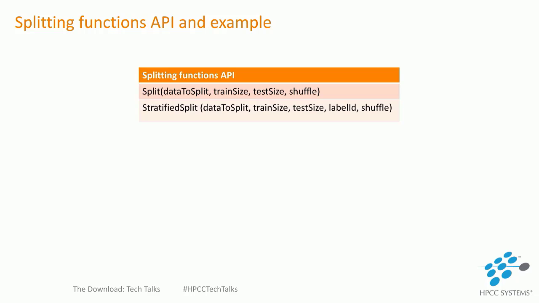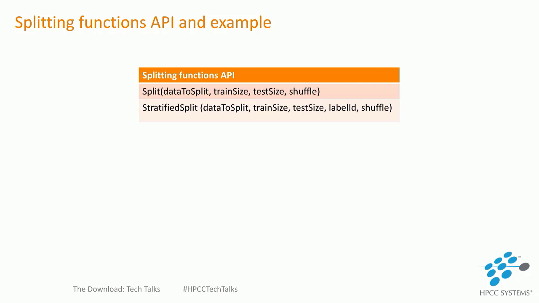So those two functions' API are shown here. You will pass in the data you want to split, then the training size or the test size, or both if you want to. And then there's also a shuffle parameter if you want the data to be shuffled before splitting. The stratified split function takes an extra parameter, the label ID, to tell it on which field you want to maintain the proportions.